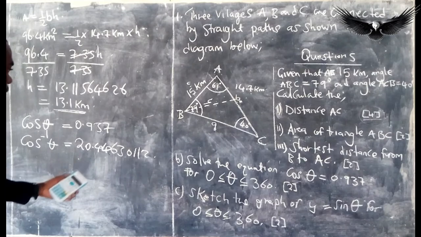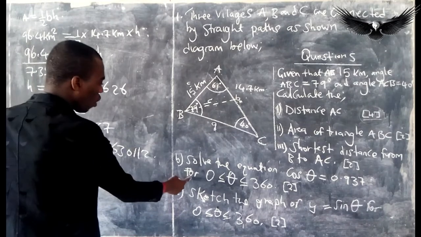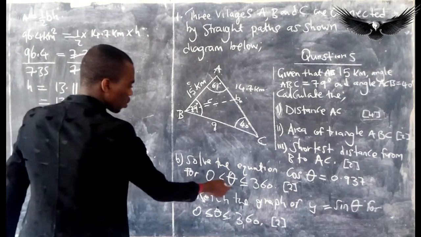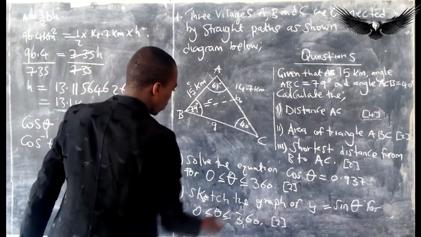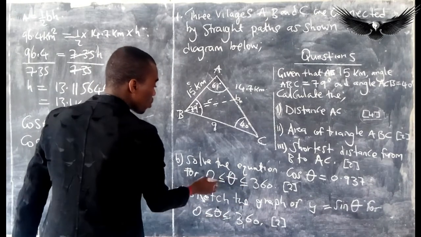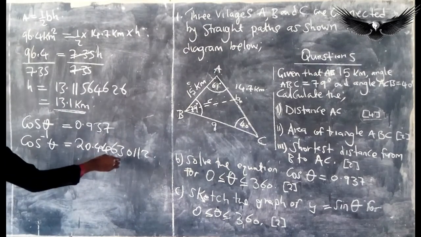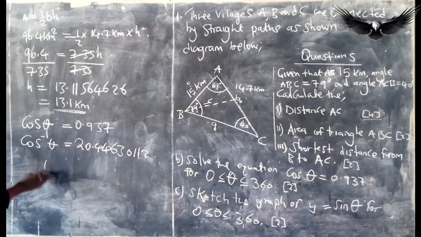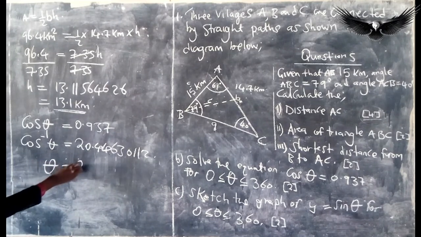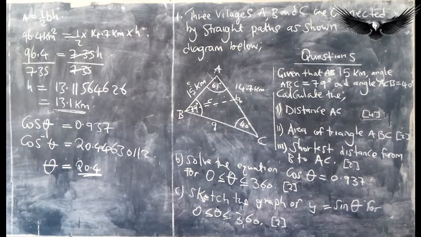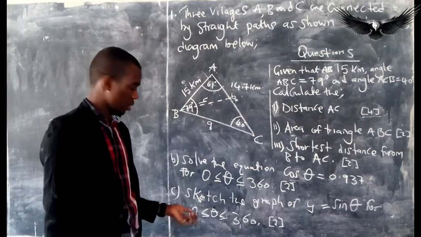Alright, now let's check. This is the angle that we have found. Now they are saying 0 is less or equal to theta, theta is less or equal to 360. So meaning the answer that you are finding should be between 0 and 360. When you check here, you discover that this is between. So our theta is fine and equal to 20.4. Alright, so that is how you find this one.